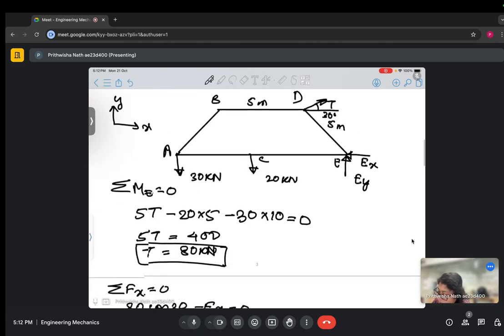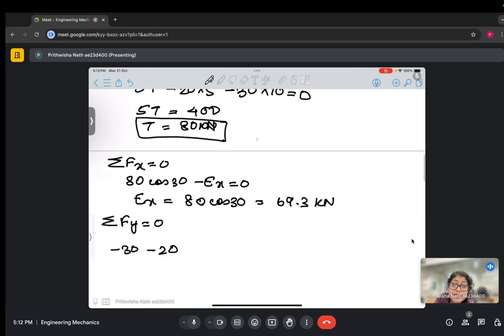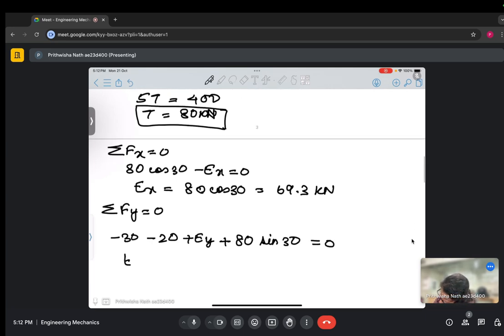Fy is minus 30 minus 20, Ey is in positive direction, so plus Ey, and plus 80 sin 30 equal to 0. So Ey equal to 50 minus 80 sin 30, so that is equal to 10. So this is 10 kilonewton. So we got Ex, Ey and the tension.